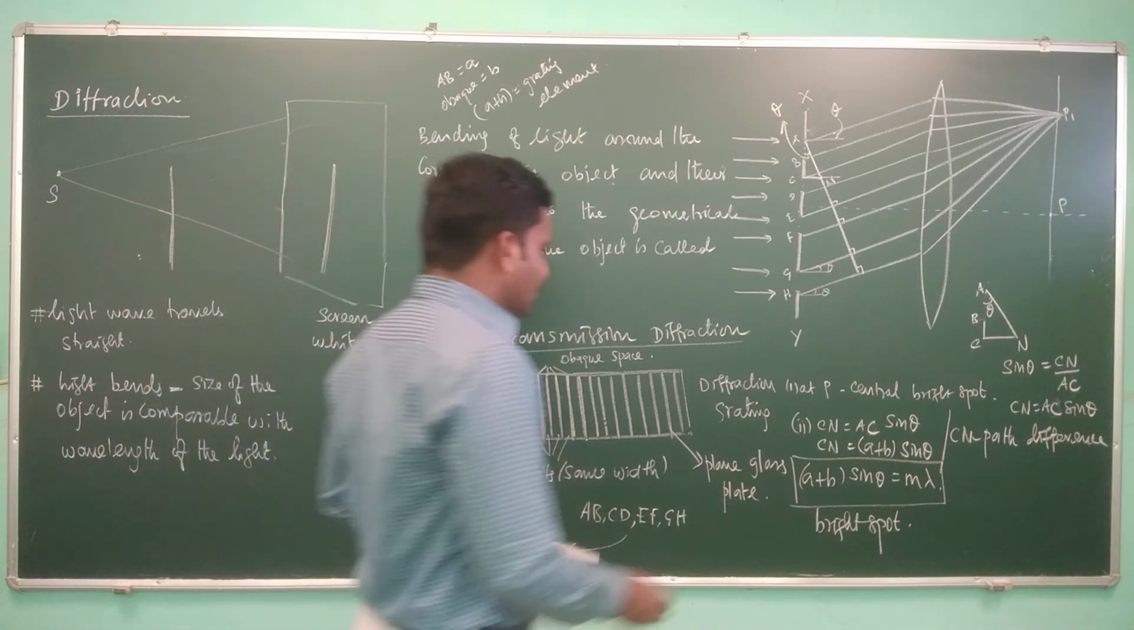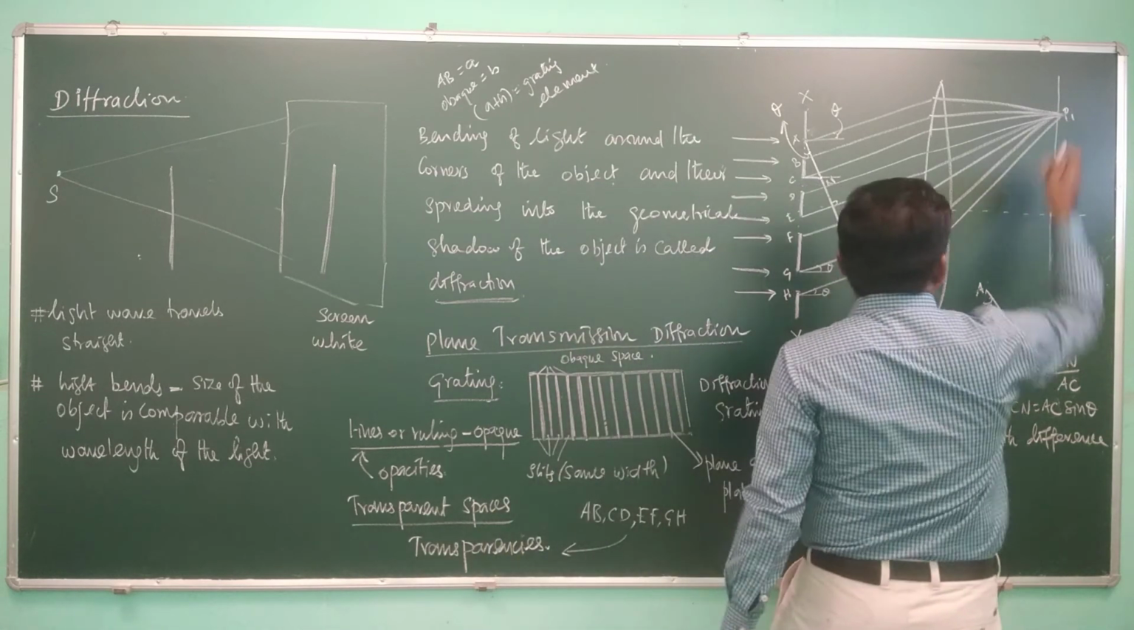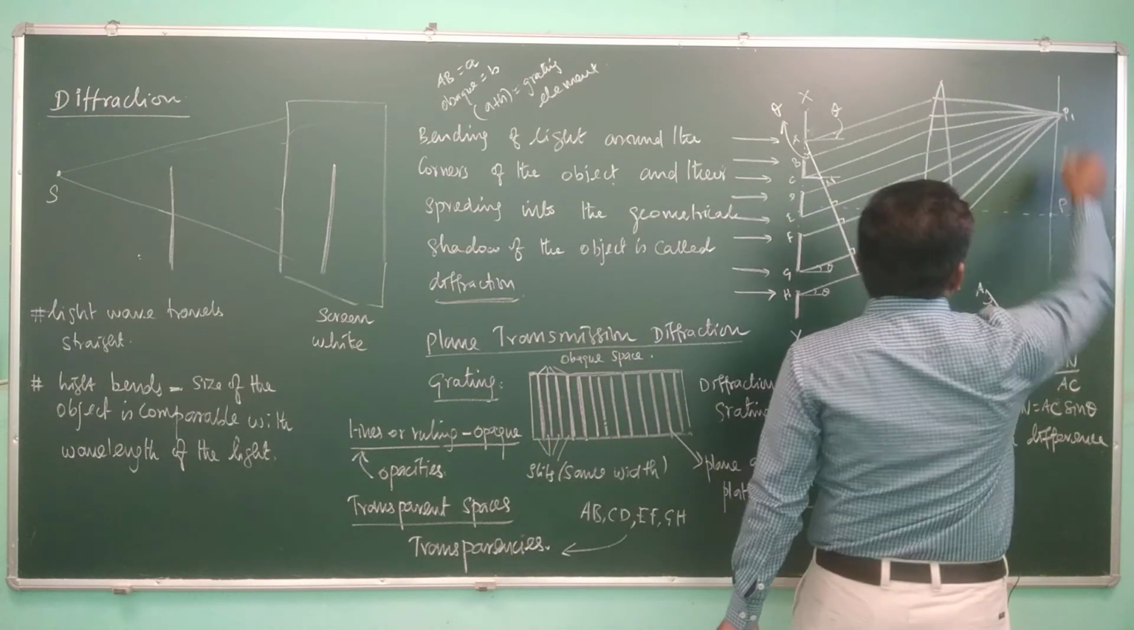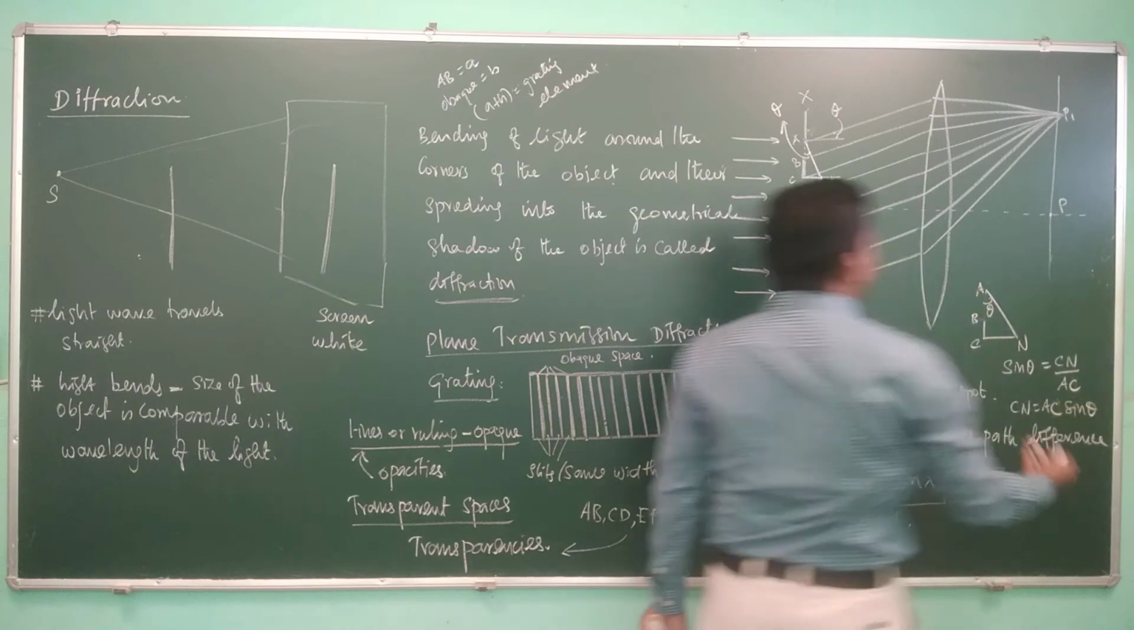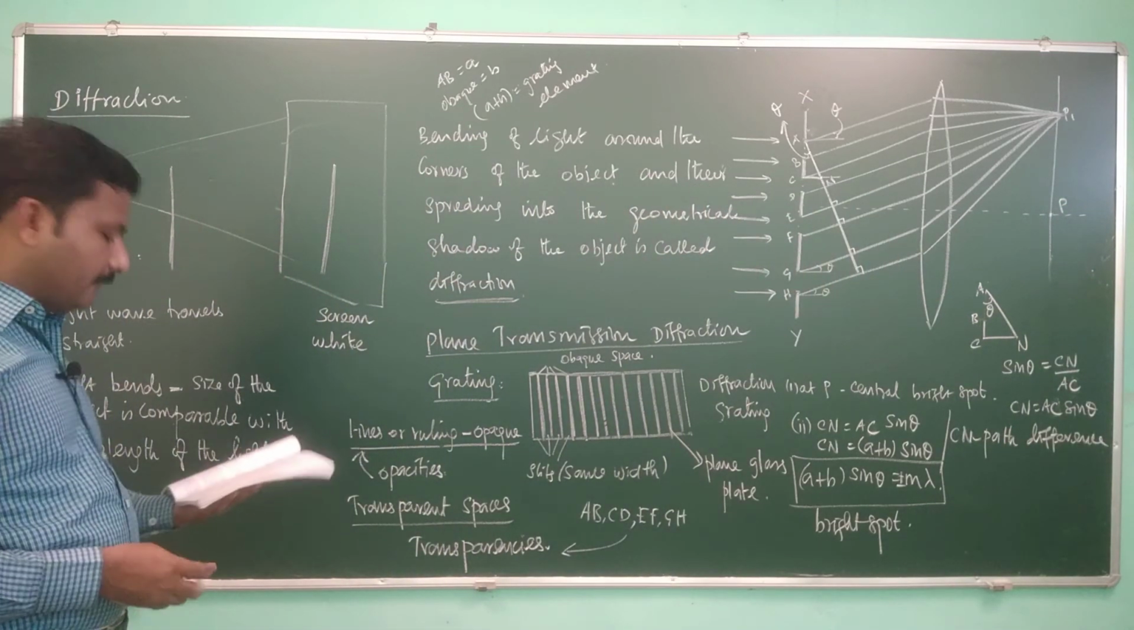Now, this m could be plus or minus, right? When compared with the principal axis, if you are going upwards, plus m. If you are going downwards, minus m, right? Fine.